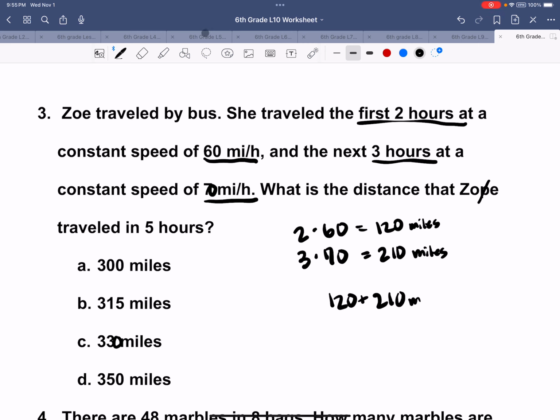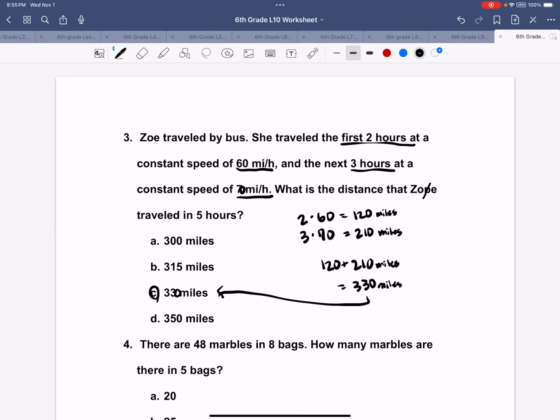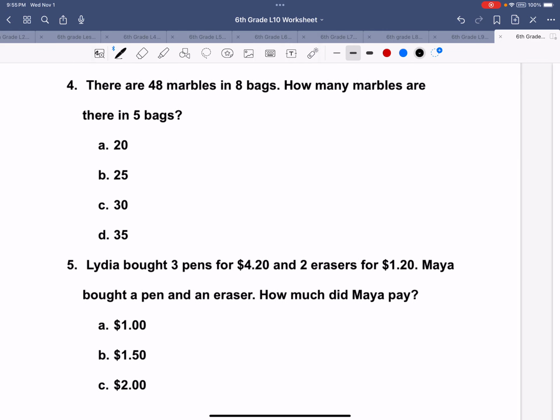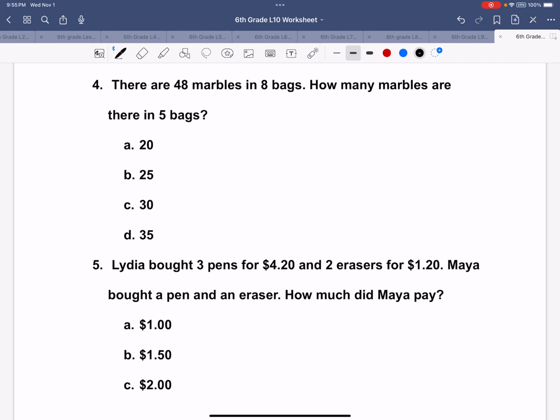And if we add all of this up, we get 330 miles, which is C. Number 4, there are 48 marbles in 8 bags. How many marbles are there in 5 bags?